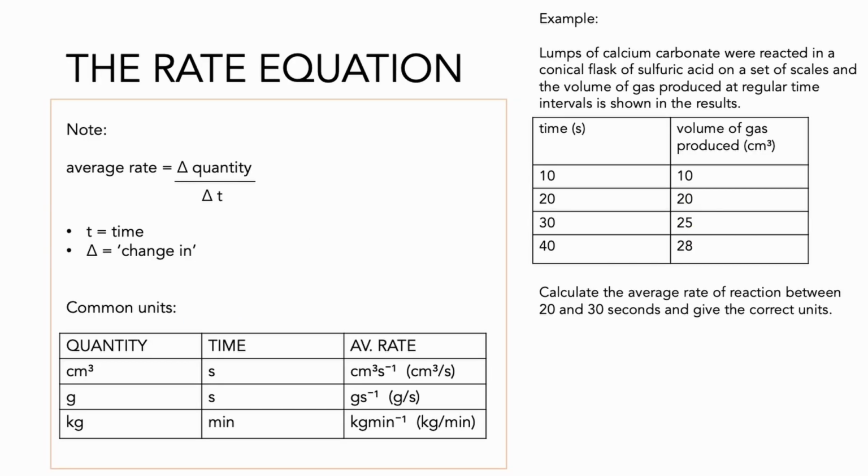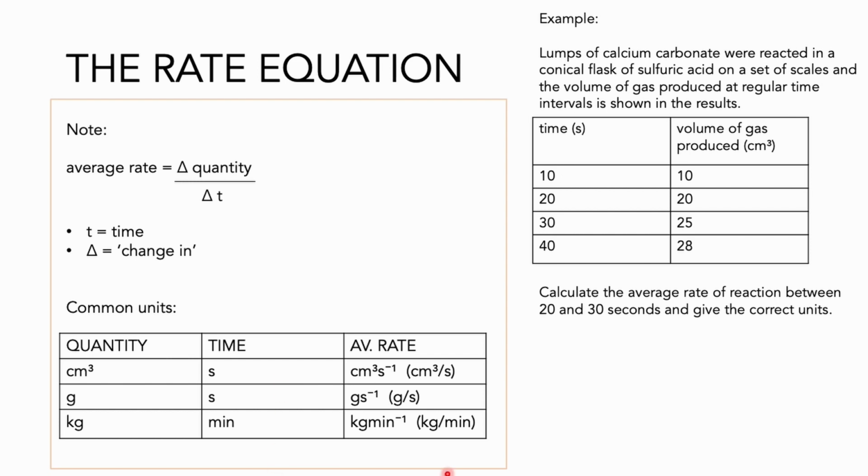The experiment results can be used to determine the average rate of the reaction using this formula, and this is how it will appear. These triangles here are said delta, and they mean change in. So this equation is average rate equals change in quantity over change in time, because this small t stands for time.